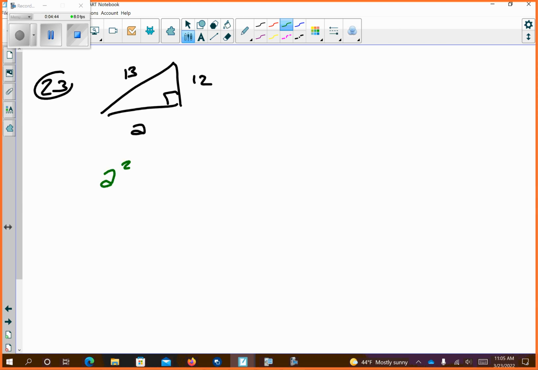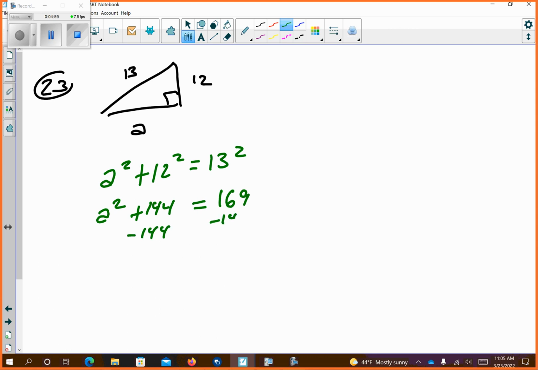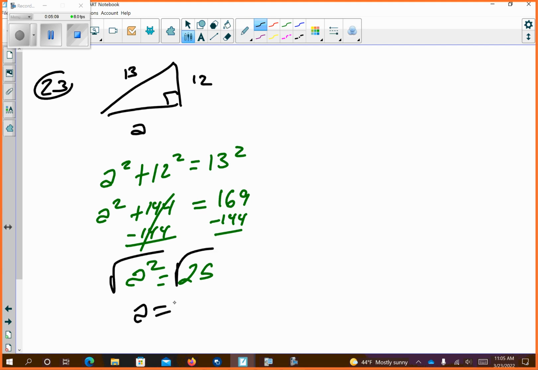So A squared plus 12 squared equals 13 squared. 12 times 12, I believe, is 144. 13 squared is 169. Then subtract 144 from both sides. Those cancel, so I get A squared is equal to 25. And then in order to undo those, I'm going to take the square root of both sides. The square root of 25 is 5. Done.